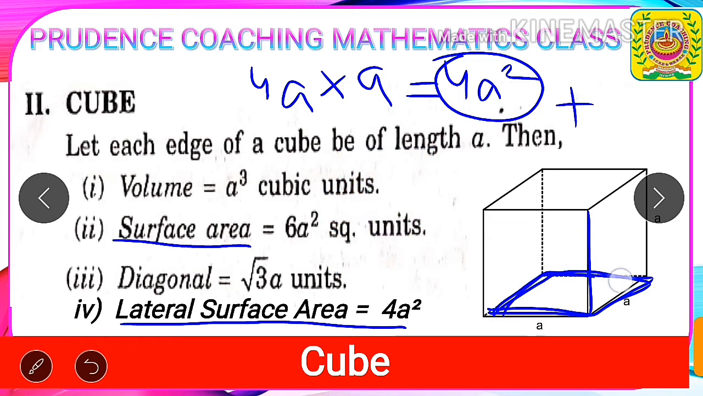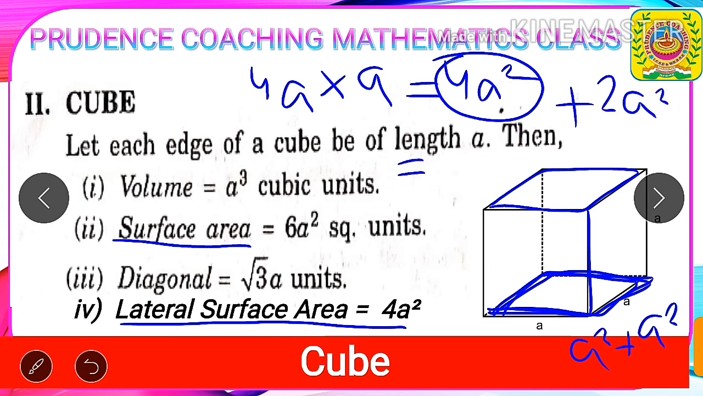As it is a square, the area of the square will be A square. We have another area at the top, so we get A square plus A square, that is 2A square. Our final answer will be 4A square plus 2A square, that is 6A square. So the total surface area of the cube is 6A square unit. As we are not told whether it is centimeter, meter or something else, we just write unit here.